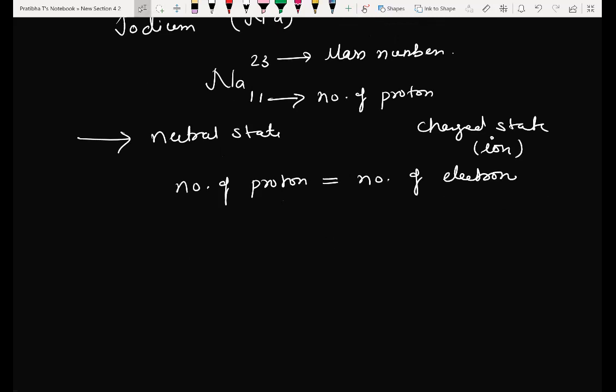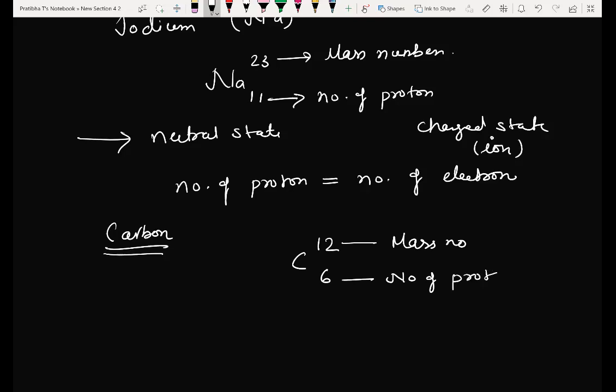Now let's see how to find it. Take the example of, let's say, carbon, right? You know why carbon is famous and why carbon is my favorite? Because everything is carbon, right? The things we eat, the things we breathe, the things we use, whether it's lubricant, diesel, petrol, oil, furniture, cosmetics, clothes, food, everything contains carbon. So take the example of carbon. As you can see, C, 12 and 6. So this 12 represents your mass number and this represents my number of protons.